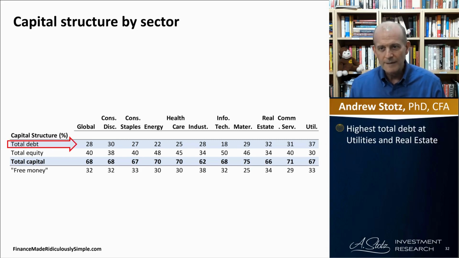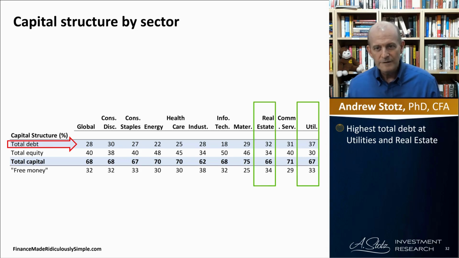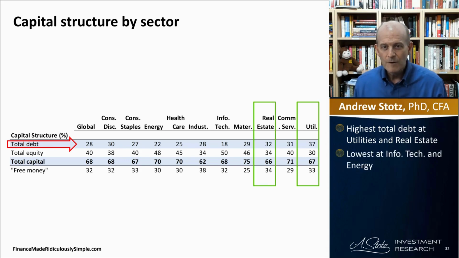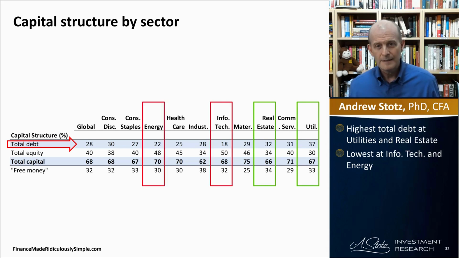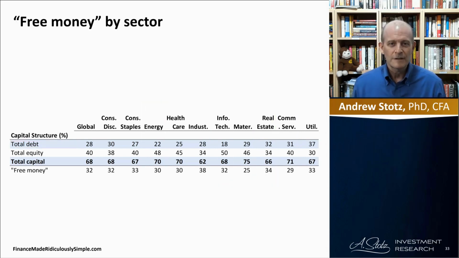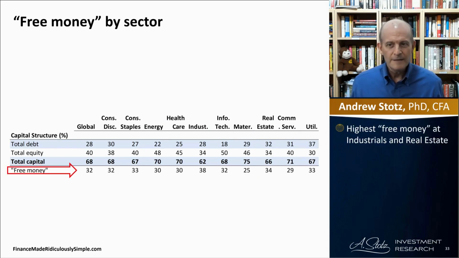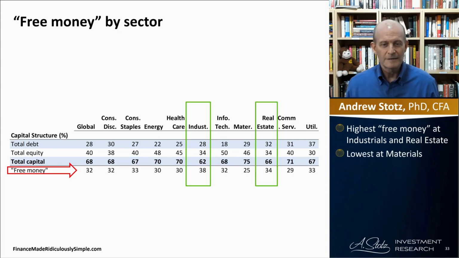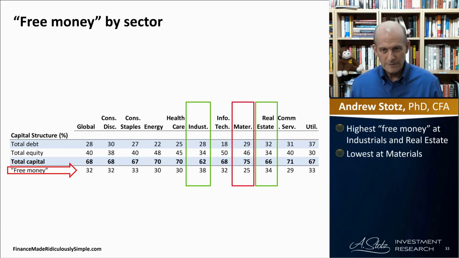Let's look at the total amount of debt. Debt is highest at utilities and real estate, and we can see it's lowest at infotech and energy. Now let's look at the free money aspect. We can see that free money is highest at industrials and real estate, and it's lowest at materials.